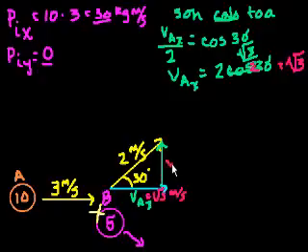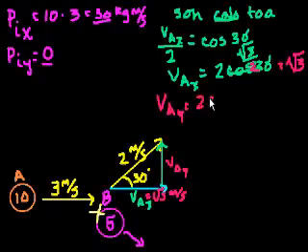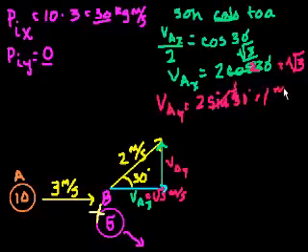And what is the velocity of A in the y direction? Well, hopefully this is second nature to you as well, but this is opposite over hypotenuse, which is the sine of 30. So VA in the y direction is equal to 2 times the sine of 30 degrees. Sine of 30 degrees is 1/2, and 1/2 times 2 is equal to 1 meter per second. So after the collision, A is moving at 1 meter per second in the upwards direction, and it's moving at square root of 3 meters per second in the rightwards direction.